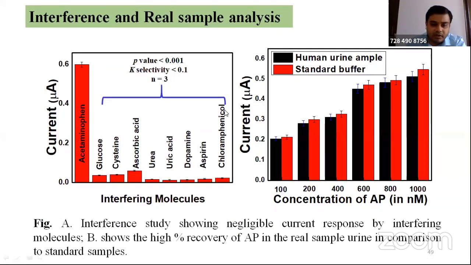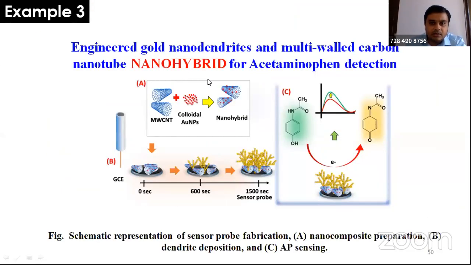Again, this is the interference analysis and the real sample analysis using the urine sample. You can see the standard buffer, the red plot, and the urine sample, the black plot. The sensor works very well in both cases. So again, this is one more example where the nanohybrid system has been used. The nanotubes, the nanoparticles. This is the nanohybrid, and onto this nanohybrid, the dendrite has been grown.